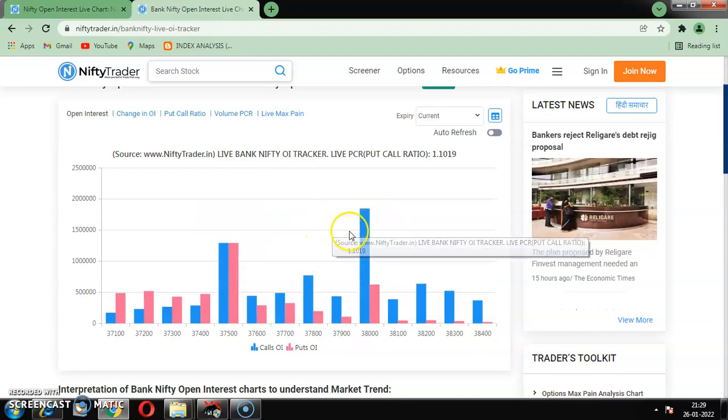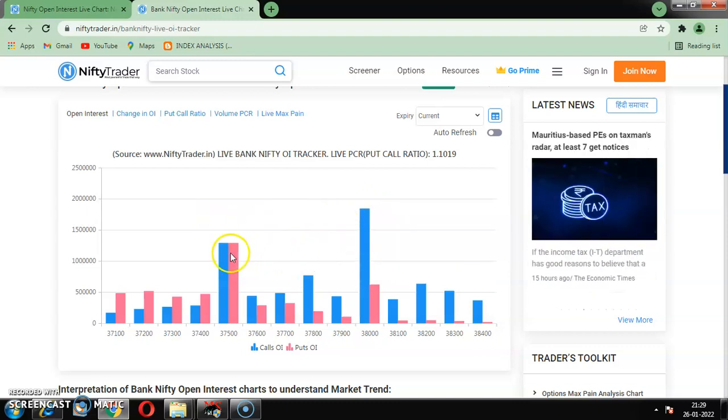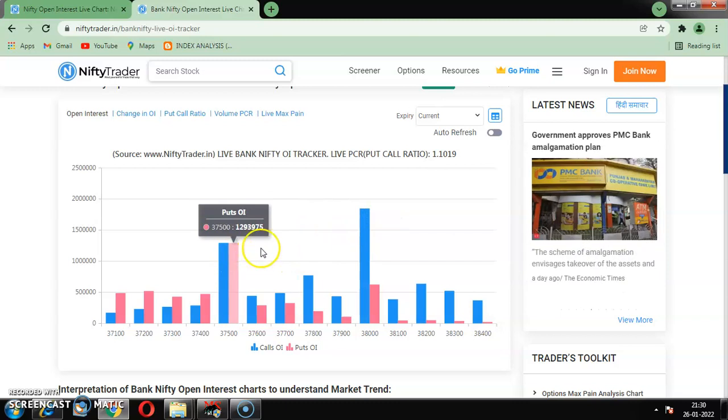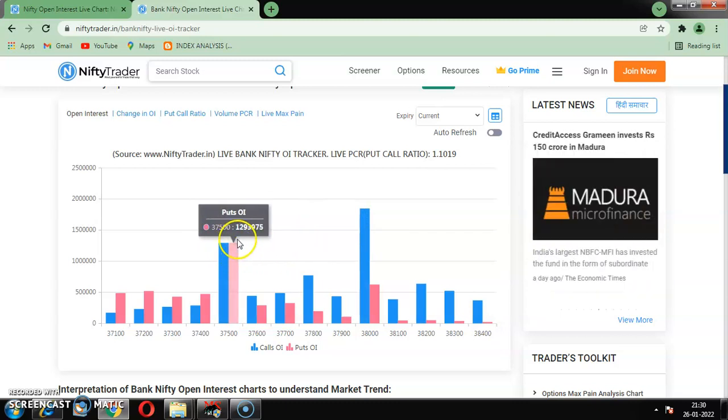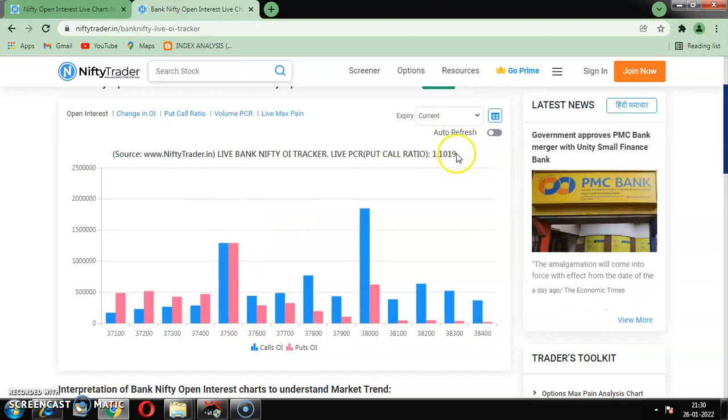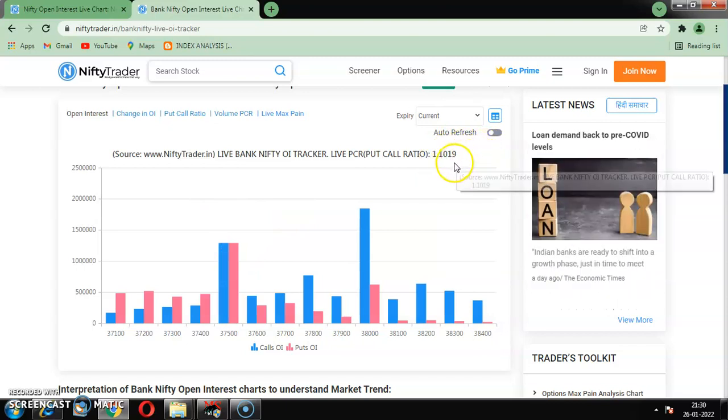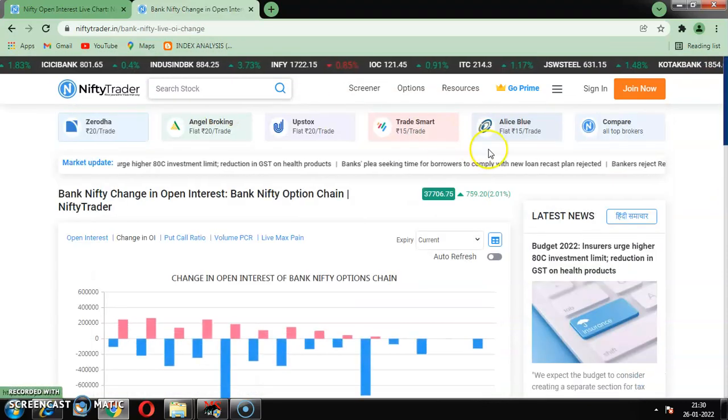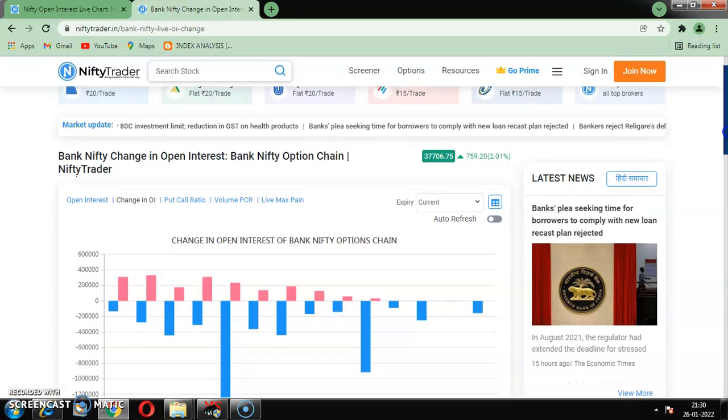Now you see that if the put writing starts increasing more and more, then simultaneously this put call ratio will also turn more and more positive, right? So if I check the change in open interest, what is happening there? You see, if I go to the change in open interest, what is happening?